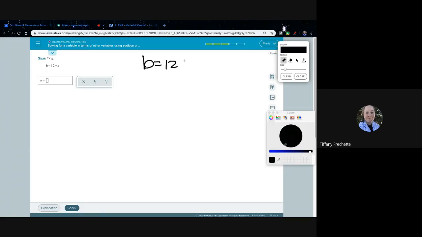P equals 12 plus A. All right, so remember we have two sides of the equal sign here, and we are trying to get A by itself this time. So we're trying to get A all by itself. If we were trying to get B all by itself, hey, that'd be cool because it's already done for us. But in this case, we're trying to get A all by itself. So we need to undo whatever is being done to A.